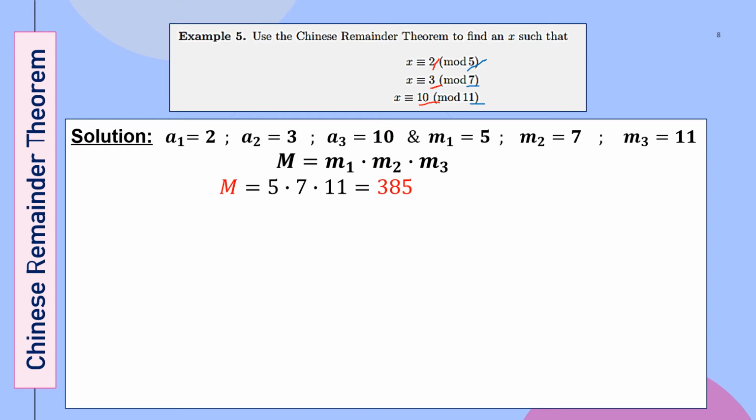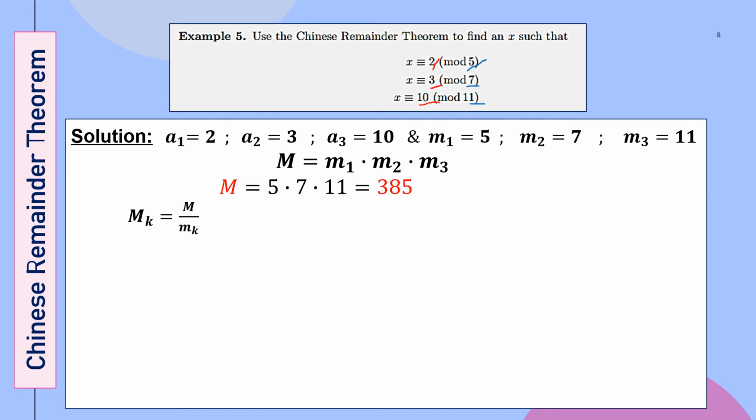Next, get the class modulo. How do we get it? We have to multiply them: m sub 1 times m sub 2 times m sub 3. We have the class modulo. 5 times 7 times 11 is 385. So now we will use 385 as the new modulo.